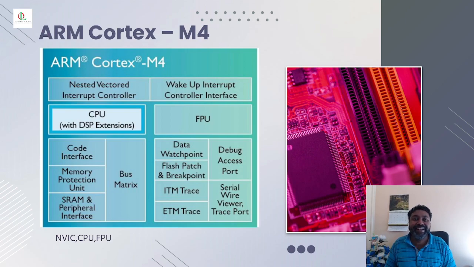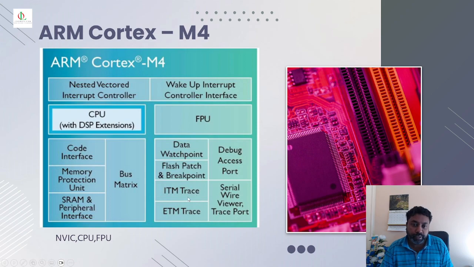Welcome back, and I'm going to show you and teach you the ARM Cortex-M4 in detail. This is the basic block diagram, what's inside the core processor. It has a nested vector interrupt controller, NVIC. It has a wake-up interrupt controller. When your device goes to sleep mode, through this you can alert the device to be back in operation. The main part is the CPU with the DSP extensions. It has its optional floating point unit.